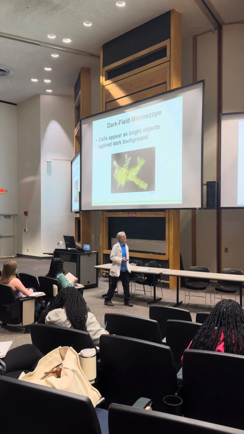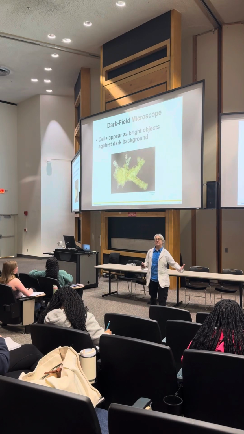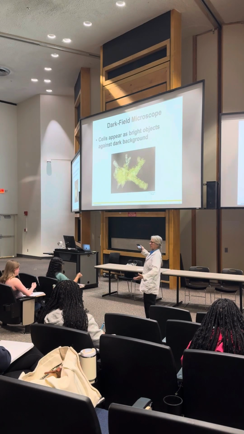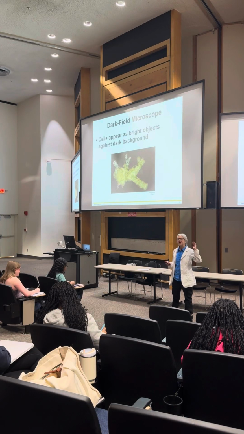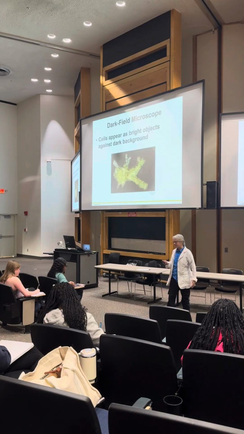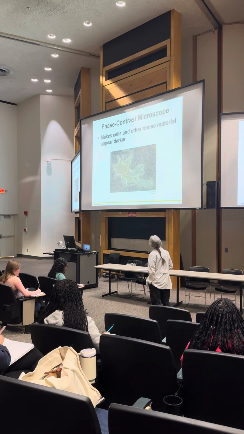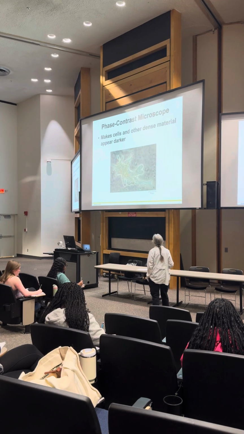So what we want to do whenever we are looking at organisms is increase the contrast. And contrast just makes darker things darker and brighter things brighter. Some of you take photos, you have Photoshop, you mess with the contrast to make your pictures look a little bit better. Another kind of microscope is called the phase contrast microscope.